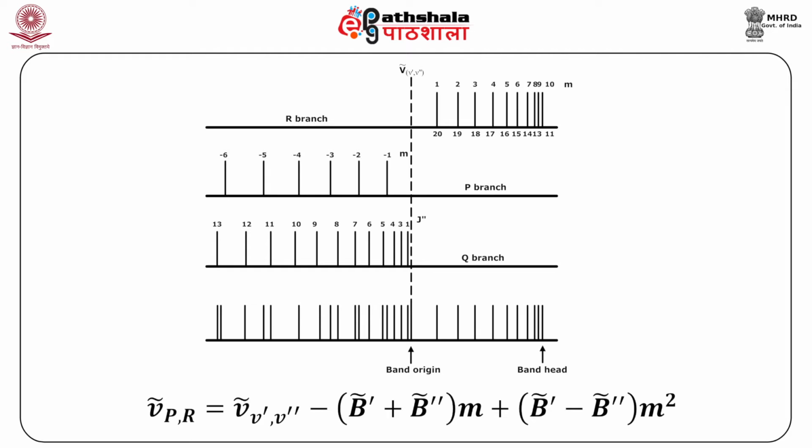After a certain value, it appears as if it has returned, because the positive and the negative terms first cancel and then one term overtakes the other. And this is how the rotational fine structure of a vibrational electronic transition looks like.